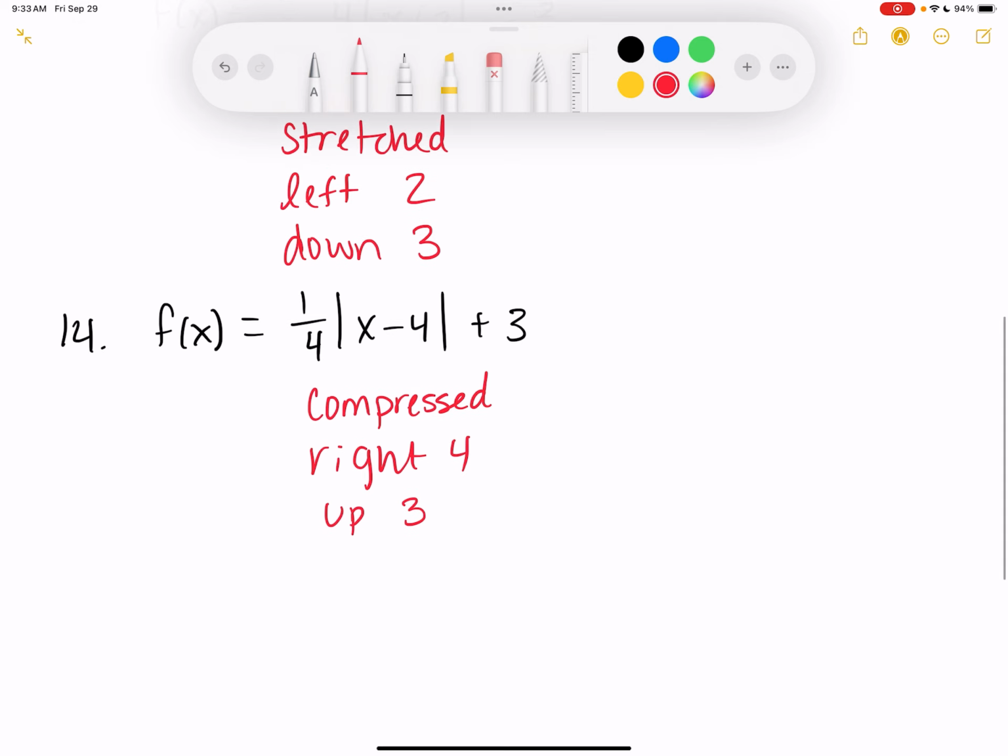All right, so 16, where we're going to start. So this problem, they give you a graph, okay? I'm not going to give you a graph on a quiz or a test, okay? But I want you to be able to look at it and see what's happening. With 16, we're looking at where that vertex is shifted, and that's how we write our equation, okay?